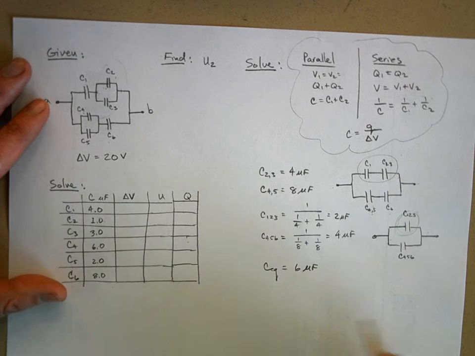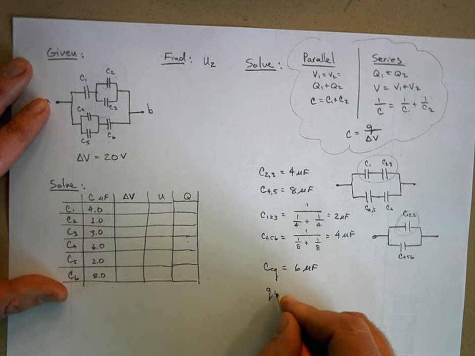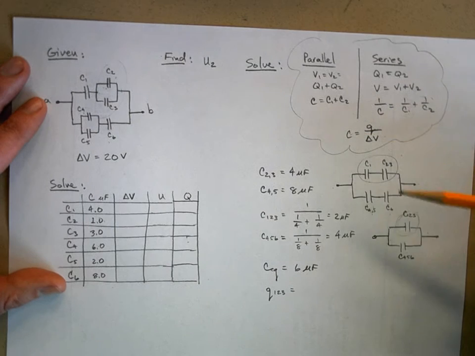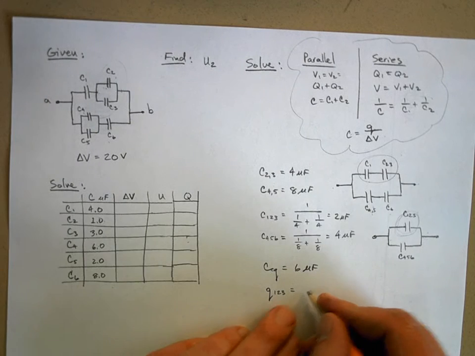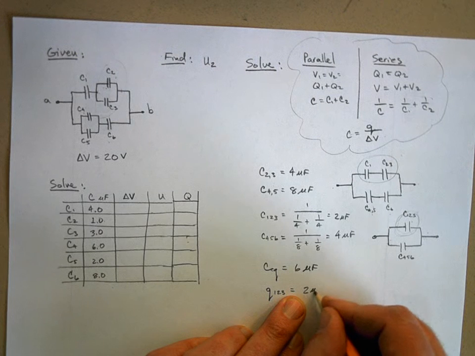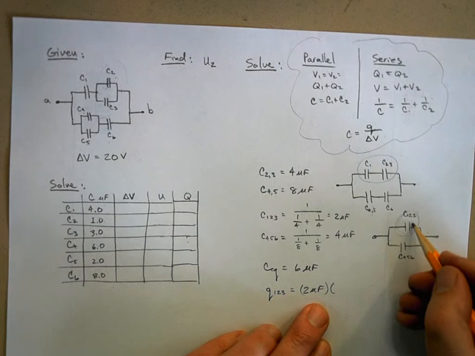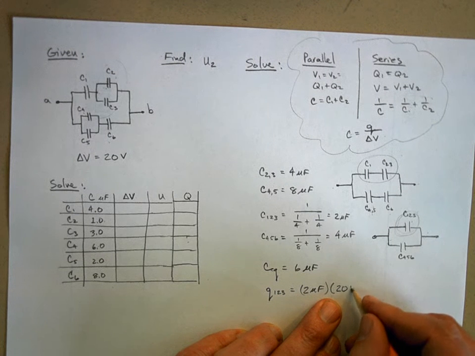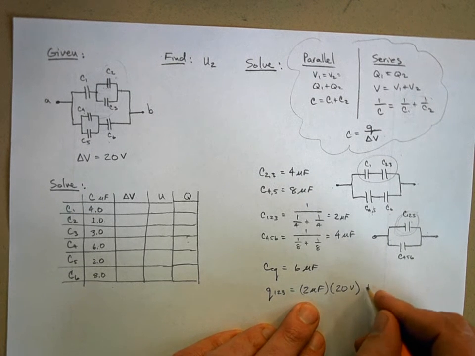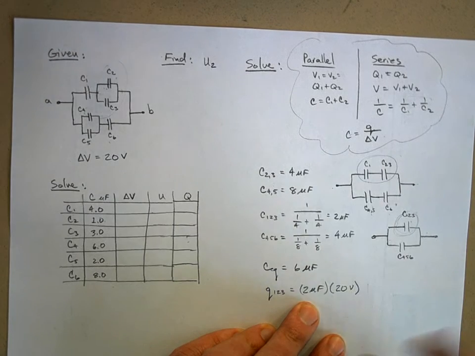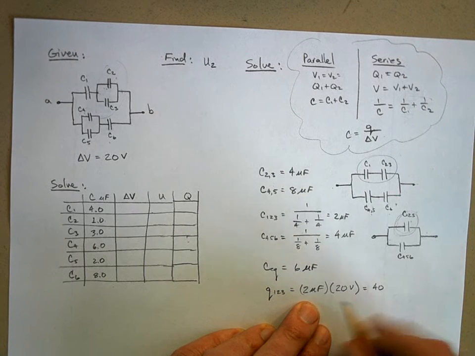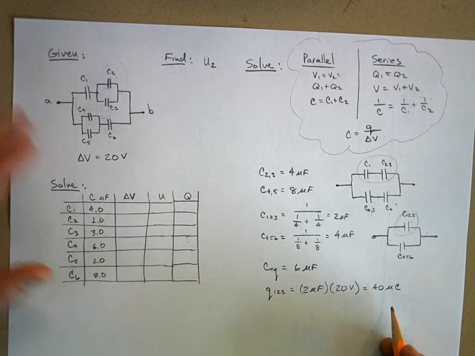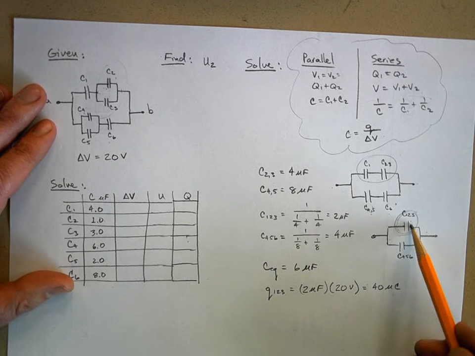Yes, I can. I can go, okay, the charge on 1, 2, 3. Well, I just use this equation, C times delta V. Well, C1, 2, 3 is 2 microfarads times what? 20 volts. And that's going to be equal to what? 40 microcoulombs. Okay, so on here there's 40 microcoulombs.